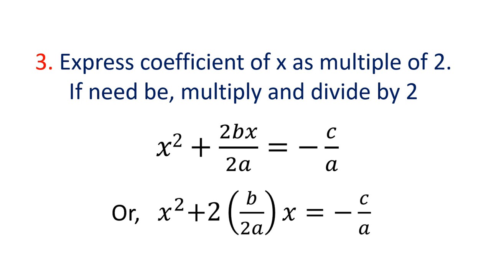After making the coefficient of x a multiple of 2, or if required, by multiplying the coefficient of x by 2, then what you have to do is you have to split that term in 3 parts. One part will always be 2, the second part will always be x or the variable in the equation, and the third part will be the remainder. That is, in this case, is b by 2a. Now we move on to the next and last step.